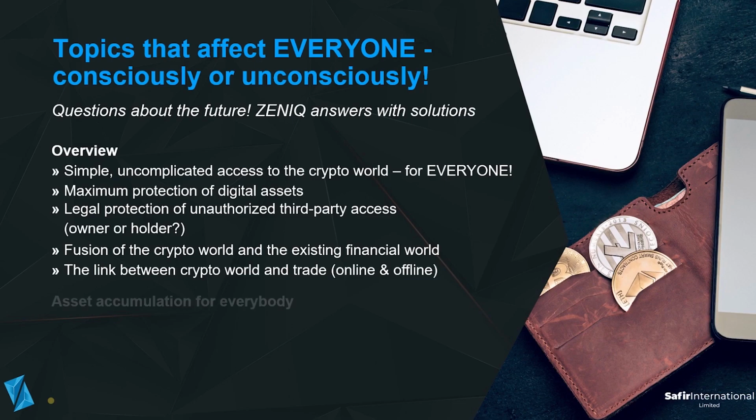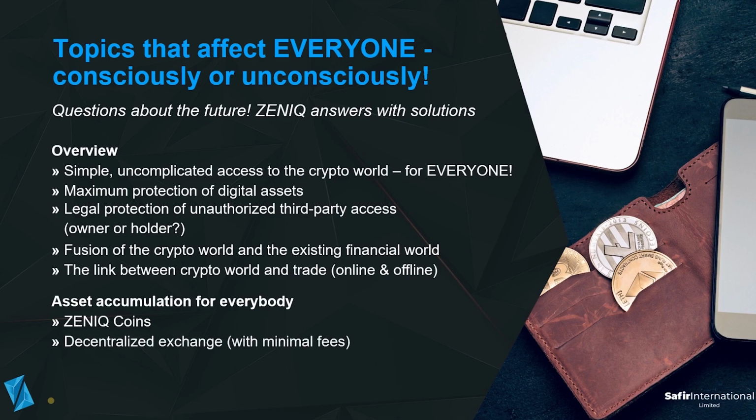Also, asset accumulation is possible for everybody. How does it work? For example, through Zeniq coins. We will come to the topic later on and talk about it more precisely. Also, there is a decentralized exchange which you are profiting from. Later on, more details. And there will be a trillion-dollar market of tokenization, a large wave of money, you can say, that is coming to blockchains. We will come to that in a minute, and you are profiting in full length of this.